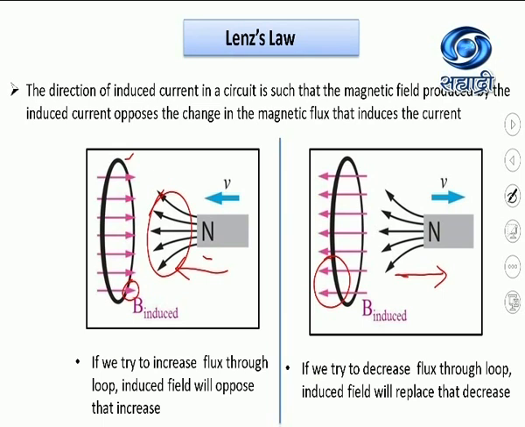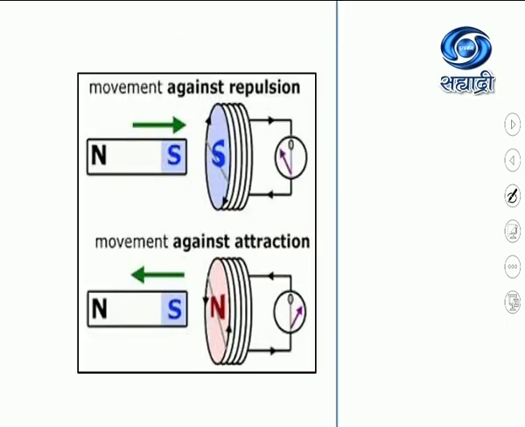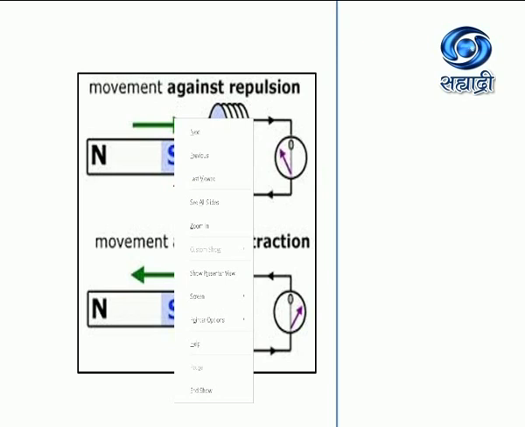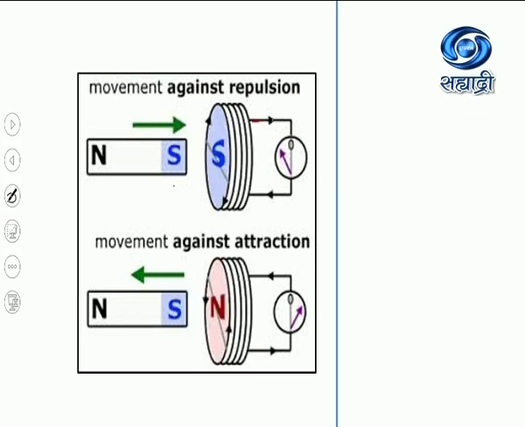So this is Lenz's law, which states that the direction of induced current in a circuit is such that the magnetic field produced by the induced current opposes the change in the magnetic flux that induces the current. There is another picture. Again, it will clear the idea of Lenz's law more. We have a magnet. The south pole of the magnet is facing the coil, and here is the coil. Ends of the coil are connected to a sensitive galvanometer. The south pole of the magnet is moved towards the coil.